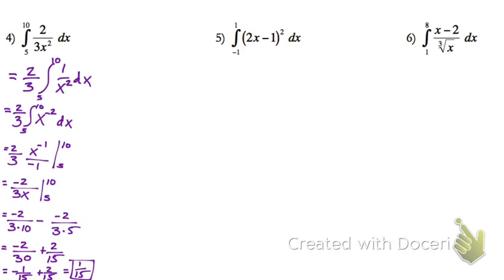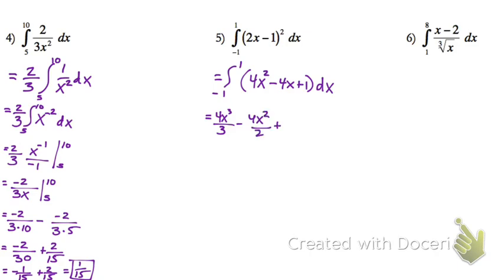For this next one, in order to take the integral of this, I want to multiply it out first. So this is negative 1 to 1. If I multiply out 2x minus 1 squared, that's the same thing as 2x minus 1 times 2x minus 1, which is 4x squared minus 2x, so minus 4x plus 1. The integral of this then becomes 4x cubed over 3 minus 4x squared over 2 plus 1x, evaluated from negative 1 to 1.